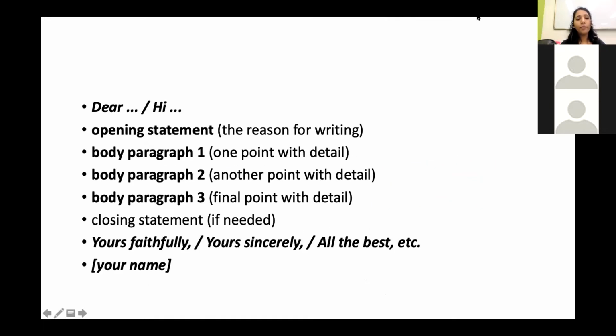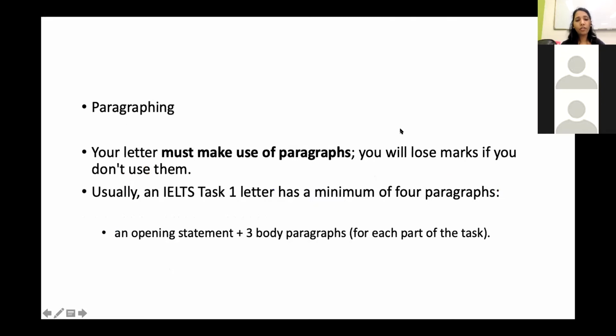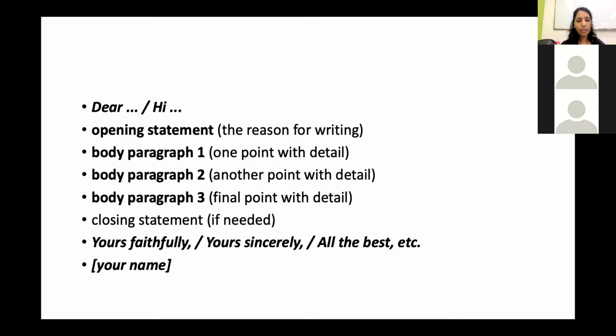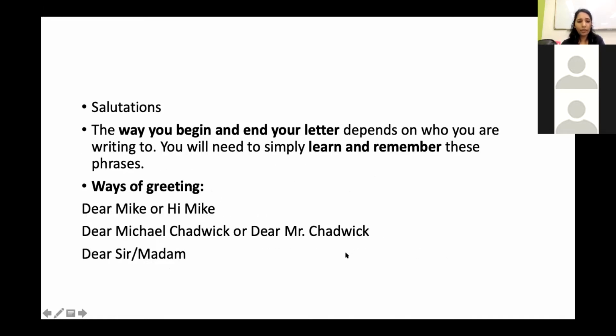So when you open your letter, if it's a formal letter, it is Dear and surname, or Dear Sir or Madam. And paragraphing is very important. Okay. So 1 point, detail, 2nd point, detail, 3rd point, detail. This is how your body paragraph has to be. The closing statement for all your formal letters is Yours faithfully, Yours sincerely. And if it's informal, then All the best, Warm regards, anything that you like.